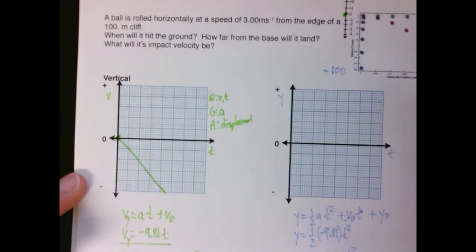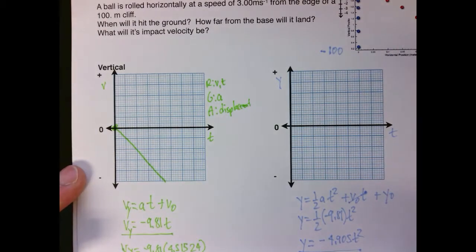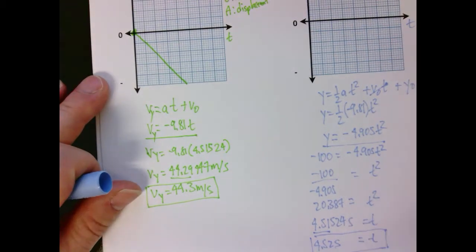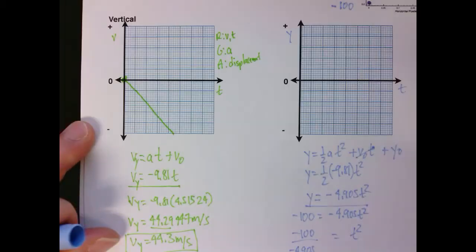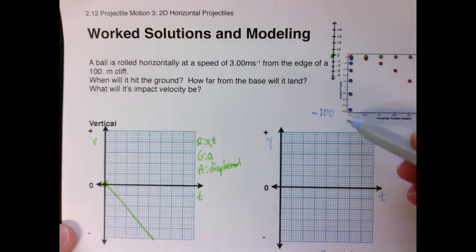So in other words, we just did y. Spider-Man says it's going to take 4.52 seconds, and its impact velocity, if you were able to measure it, would be 44.3 meters per second. He sees it moving downward at 44.3.